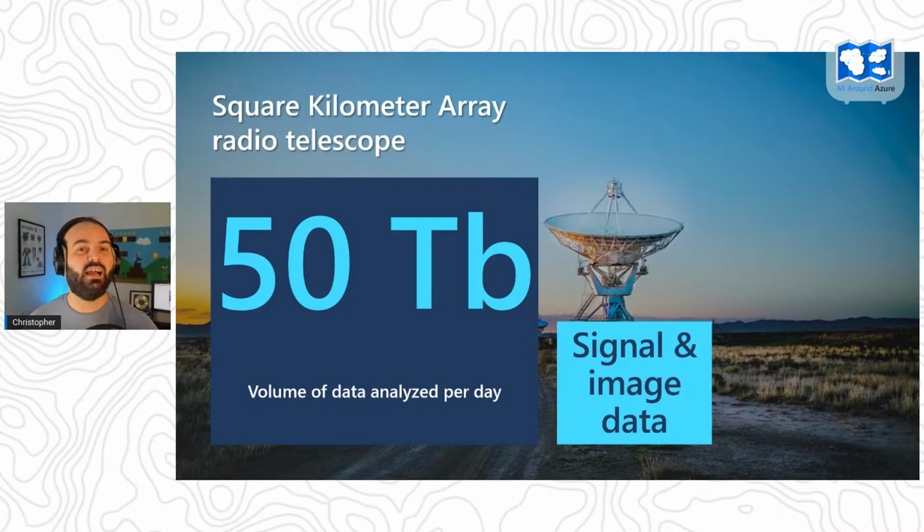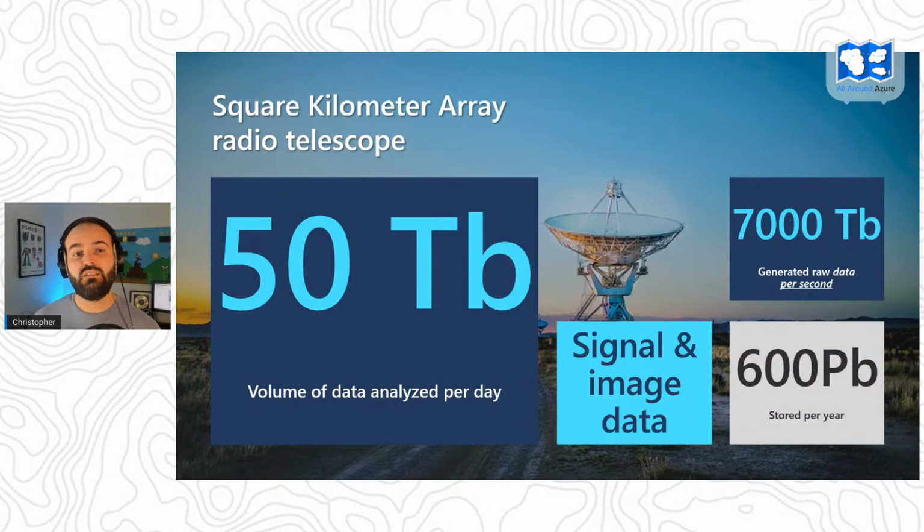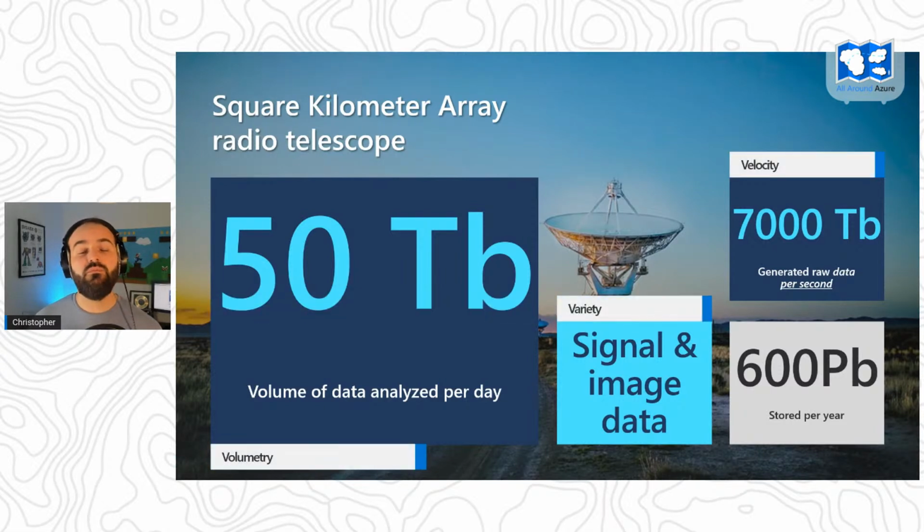However, there is a lot more behind it. If we look at the actual data generated by the sensors, we're expecting something like 7,000 terabytes every single second. All in, they should store about 600 petabytes of new data every year. Okay, you will probably not have to deal with such a large amount of data. Anyhow, it's a great example of the 3 Vs, volume, variety, and velocity, in a more concrete form.